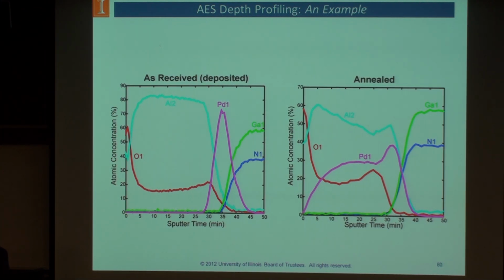It turns out that I think this contact probably did not work because it had a lot of oxygen in it just from the deposition process. But that's another thing you determine by doing depth profiling. You can look at all the elements present in your sample and, if you had a failure, determine what failed.